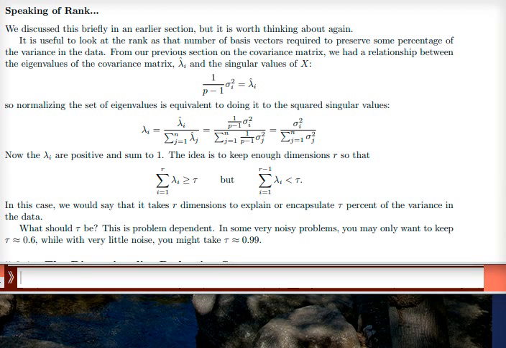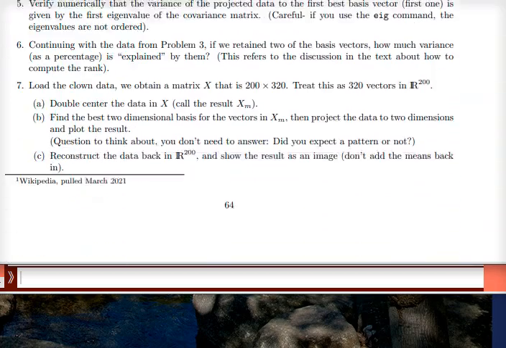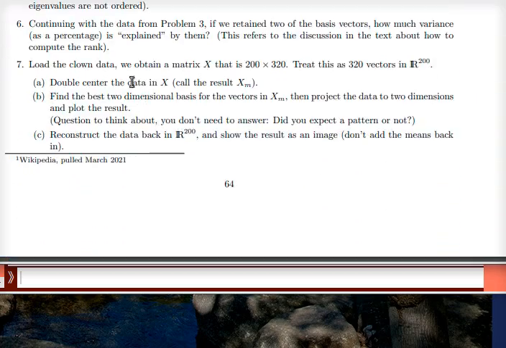Now what? Let's go to the homework again. We're on number 7 now. Load the clown data. We obtain a matrix that is 200 by 320. Treat this as 320 vectors in 200. Double center the matrix. Plot the best two-dimensional basis. Project the dimensions.